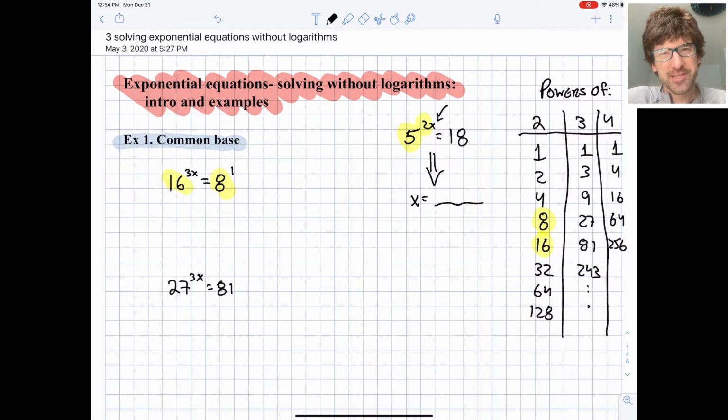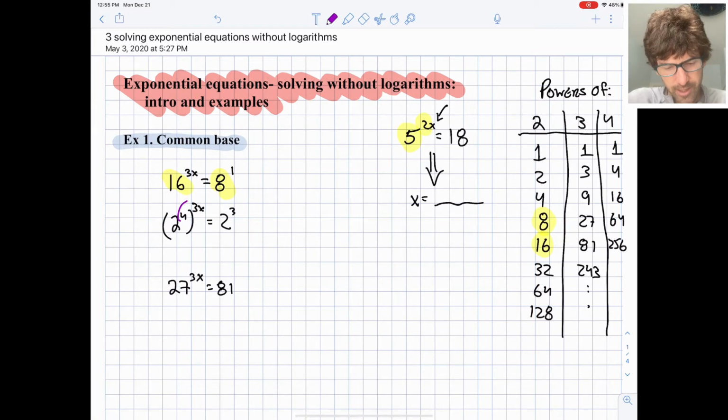Okay, so we can express each of these numbers, 16 and 8, as a power of 2. 16 is 2 to the 4th, and then that's all raised to the 3x, and 8 is 2 cubed. So I want to remind you of our rules for exponents, and when we have a base raised to a power, which is then raised to another power, we are allowed to multiply those powers together. So here's what this turns into. This turns into 2 to the 12x equals 2 to the 3. So we've reached our goal of developing a common base. 2 to the 12x equals 2 to the 3.